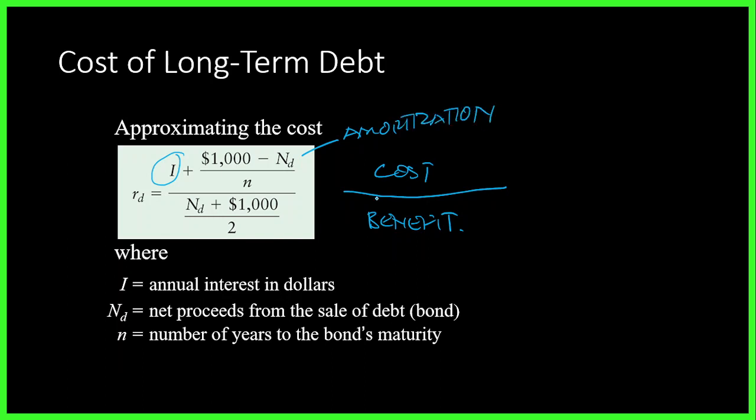Amortization, di ba? The difference of the face value and the net proceeds. Okay, that's now your discount. You distribute that over the remaining life of the bond. So that's now your cost. And what about the net benefit?